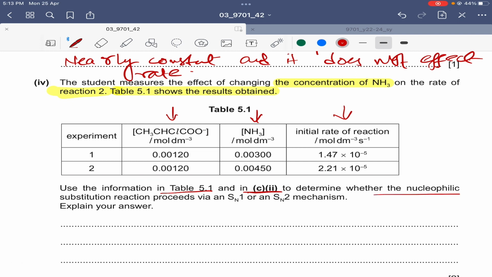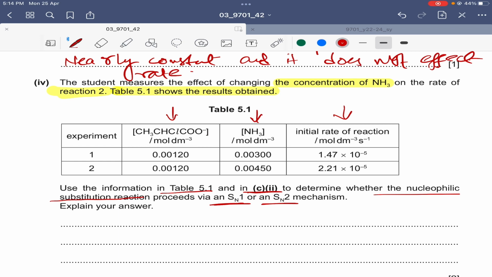Determine whether the nucleophilic substitution reaction proceeds via an SN1 or SN2 mechanism. All right, this is something different. This is the first time I've seen it in question papers, right? The question is simple. They're just asking you about the order of reaction with respect to ammonia, but they have changed the language of the question. So this time they're asking whether the reaction is SN1 or SN2. So now you must have an idea of SN1 and SN2 reactions as well, right? So first of all, let's just find out the order of reaction with respect to ammonia, right?